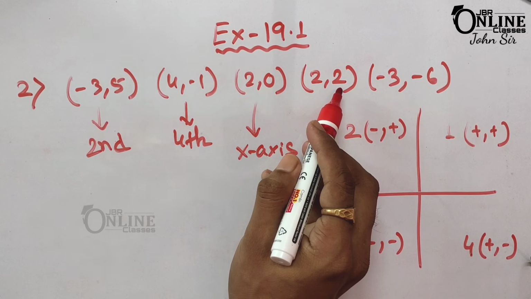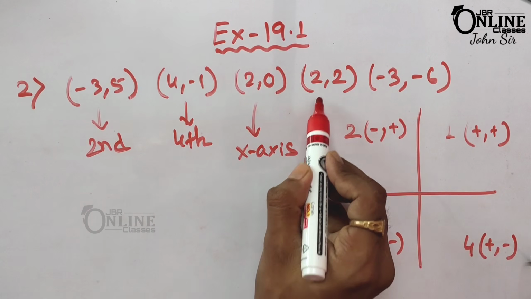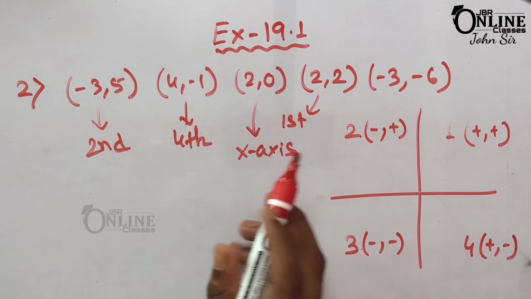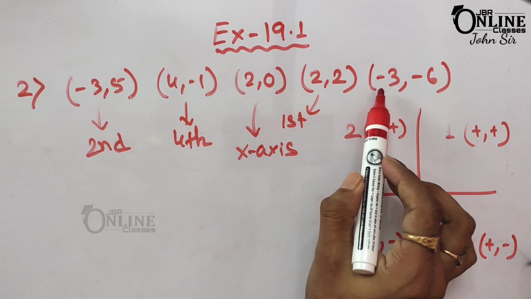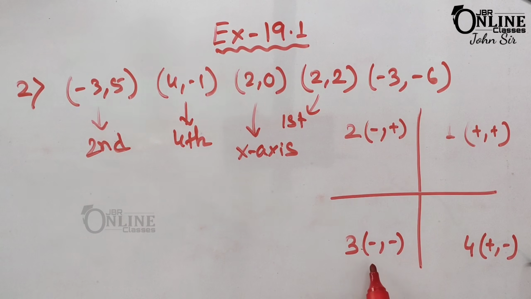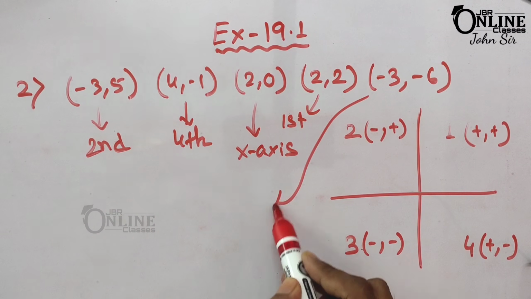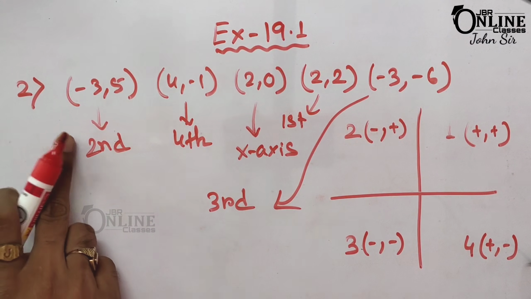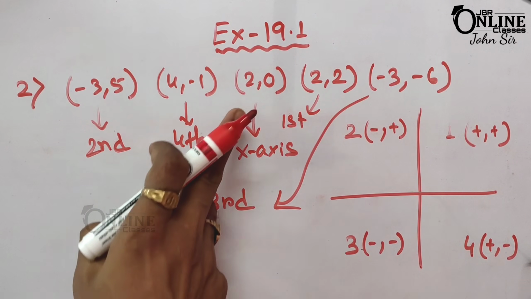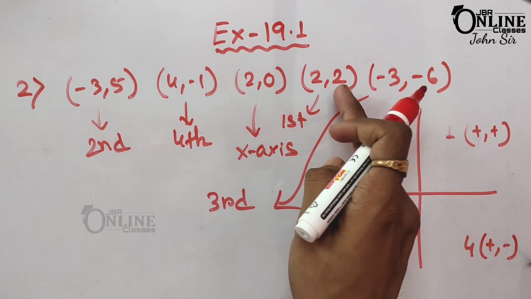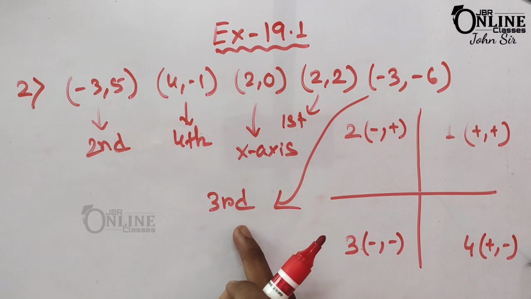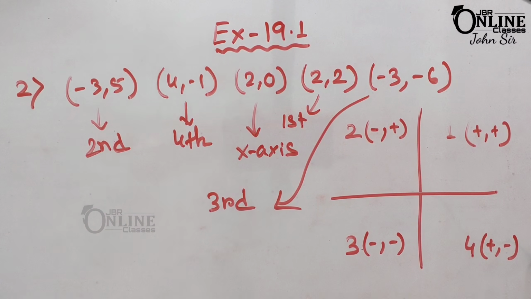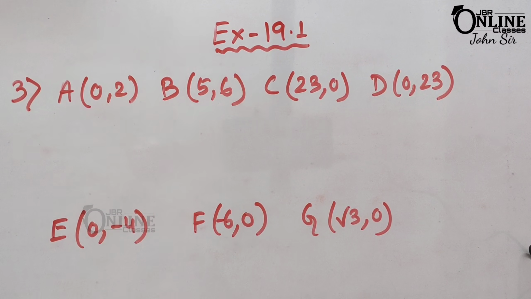Now the third one, (2, 2). (2, 2) means both are positive, so that one is in the first quadrant. Now the last one, (-3, -6): both are negative, so it lies in the third quadrant. So the first one is second quadrant, the second one fourth, the third one on the x-axis, the fourth one first quadrant, and the last one on the third quadrant.